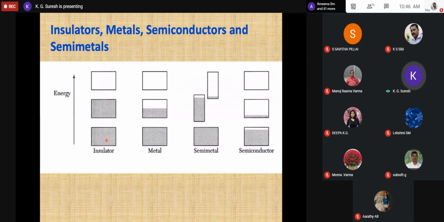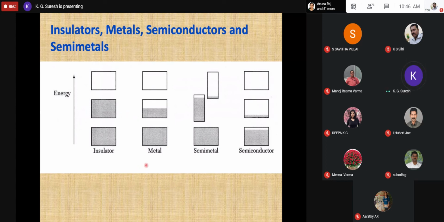An insulator is typically, in a very simple picture, something like this. You have filled bands, and there are gaps. These energy gaps are generally very large, whereas all these bands, whatever is a band, are completely filled.